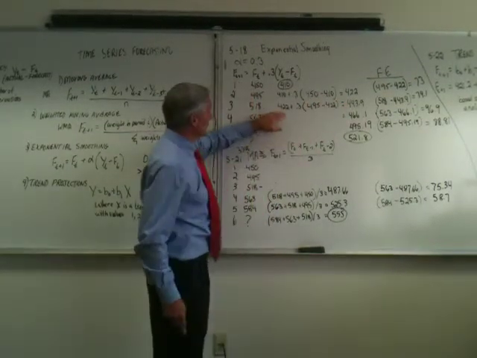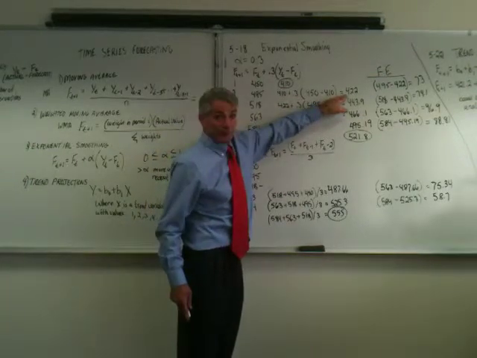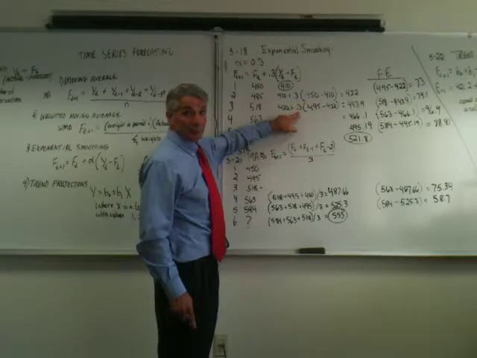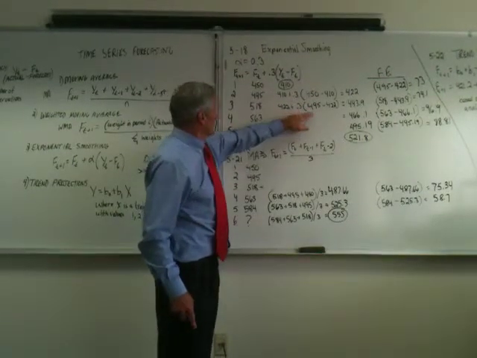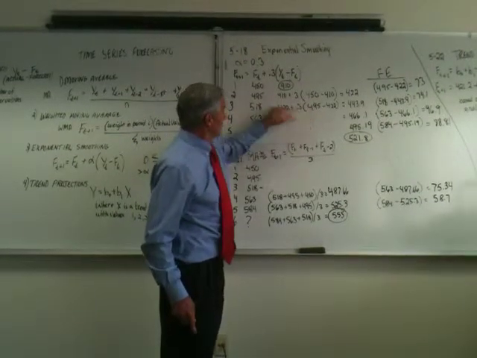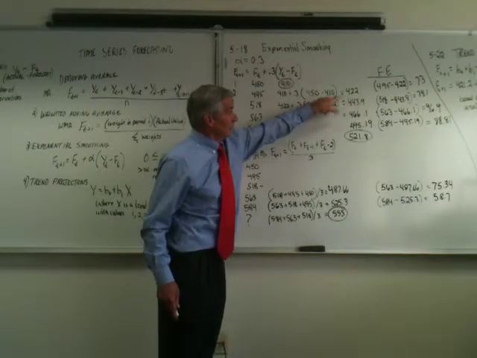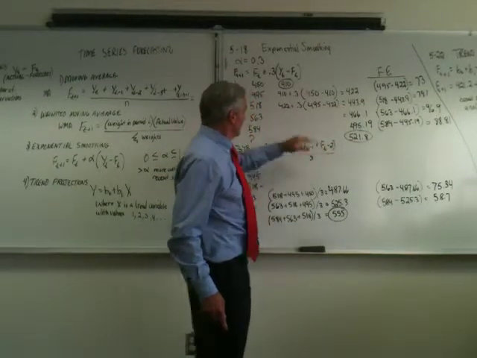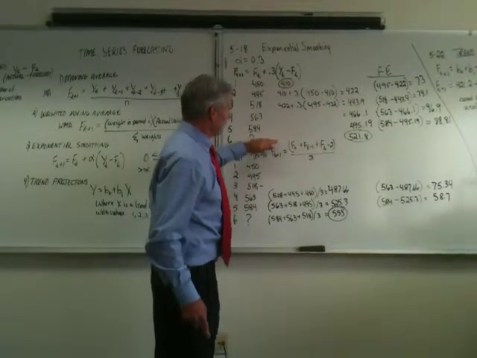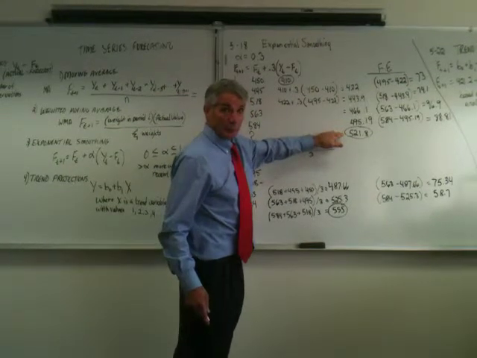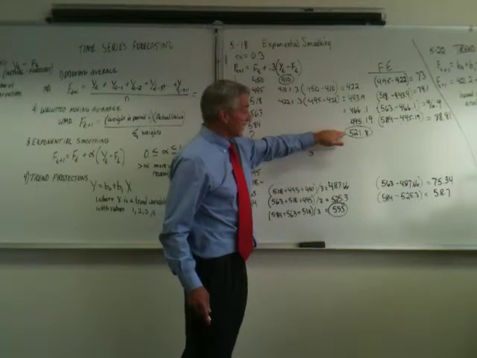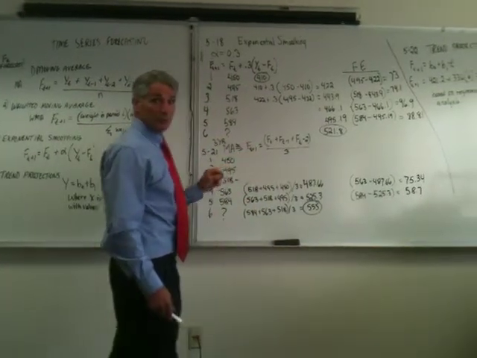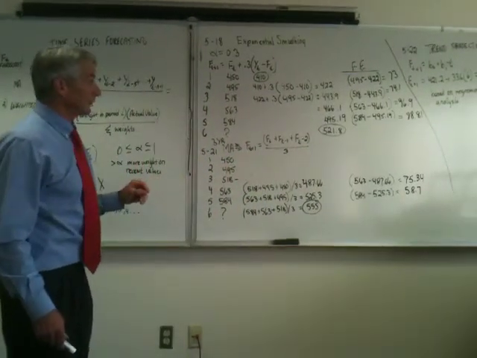Same thing in the next slot, but now we move down a slot and use the forecast from the previous period: 422 plus 0.3, alpha stays the same throughout the entire problem, times the 495 minus the 422, and that comes out to be 443.9. Do the same procedure all the way through until we come down to period 6, which is what the problem asked for. That's 521.8. So that's our first method that we've used to forecast period 6.